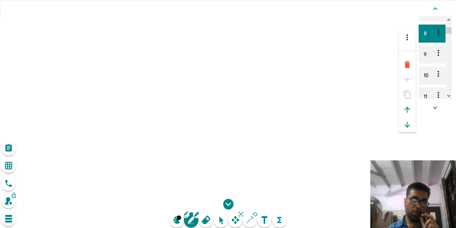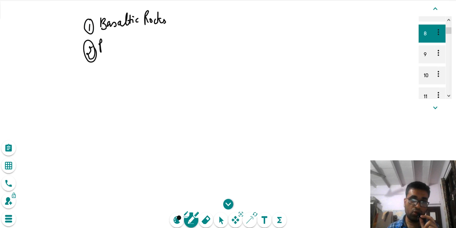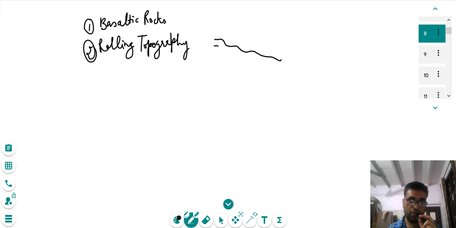that the Deccan lava plateau, number one, is made of basaltic rock. Number two, it has rolling topography. Rolling topography means from western side to eastern side, it has some step-like features, right? Eastern side to the western side, the plateau has the step-like features. This is the rolling topography.